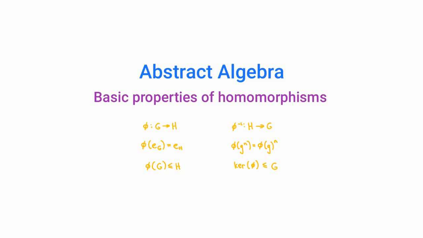In the previous video, we introduced the definition of a group homomorphism and we gave several examples. In this video, we're going to talk about basic properties satisfied by group homomorphisms, and in the next video, we're going to use some of these properties to give a proof of a classical theorem known as Cayley's theorem.